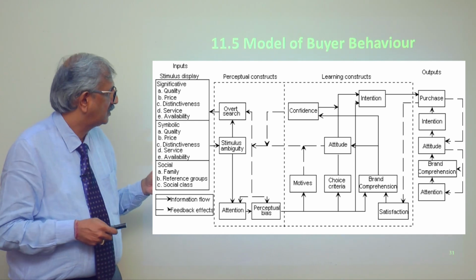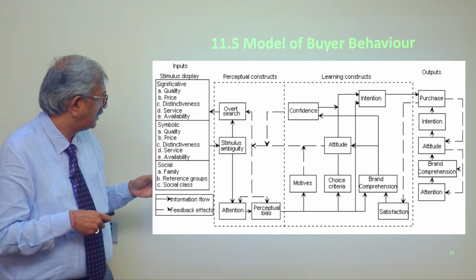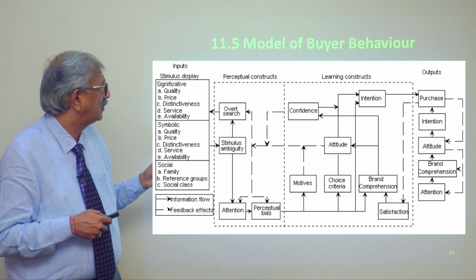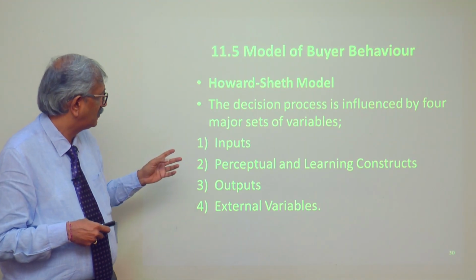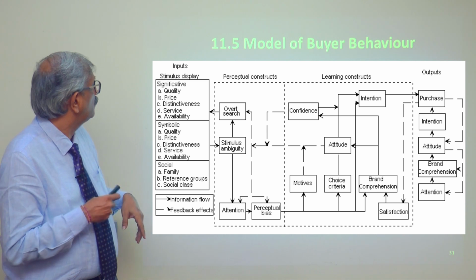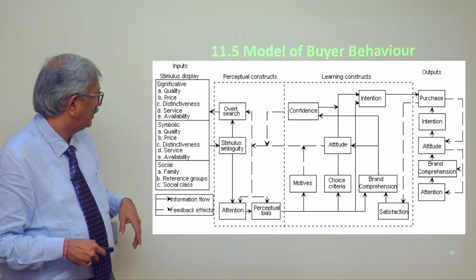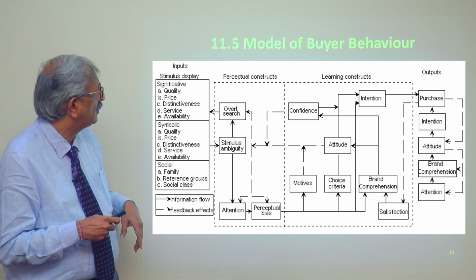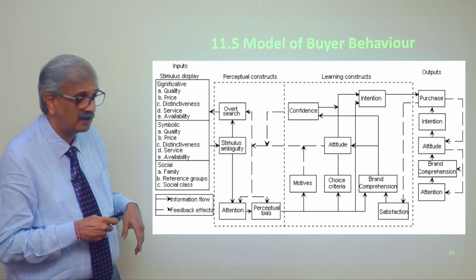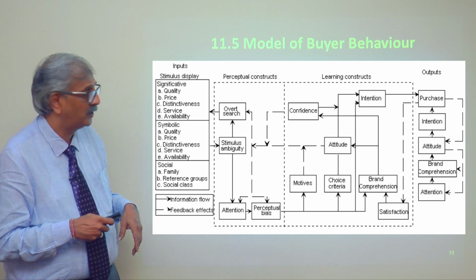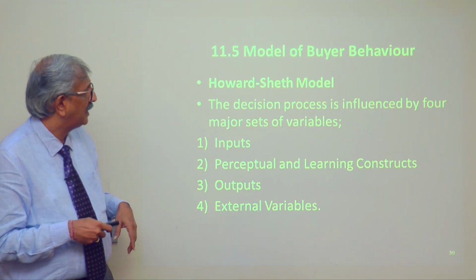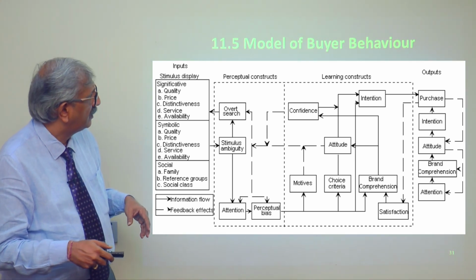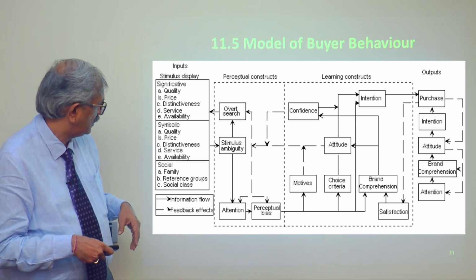So this is a diagrammatic representation. Not that we will be getting into the detailing of it, but I'm just trying to pinpoint for you. Here's the input. Then comes the perceptual and learning construct, a perceptual construct and a learning construct, and the output. That's the output and external variables. There will be a lot of external variables that will be present, so one needs to really look at that.